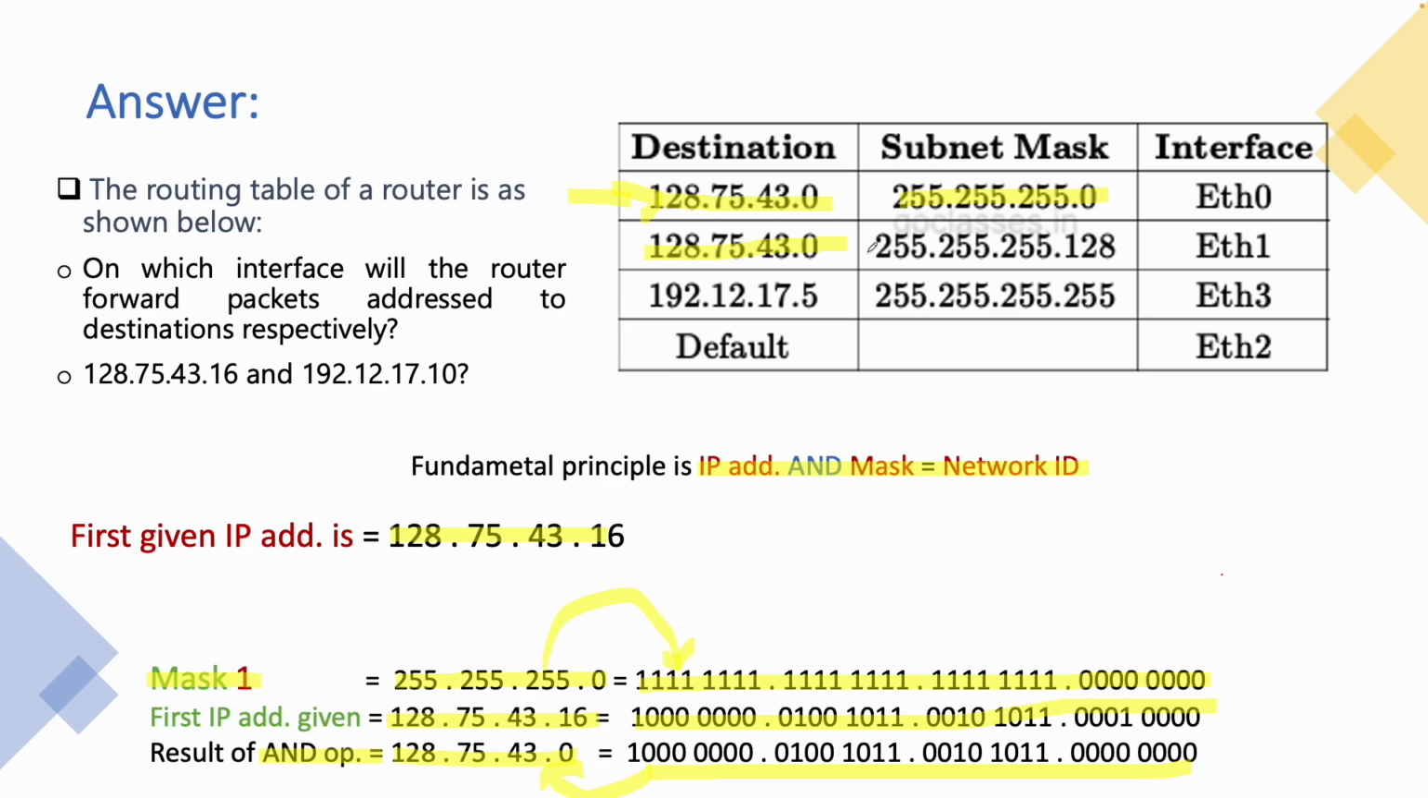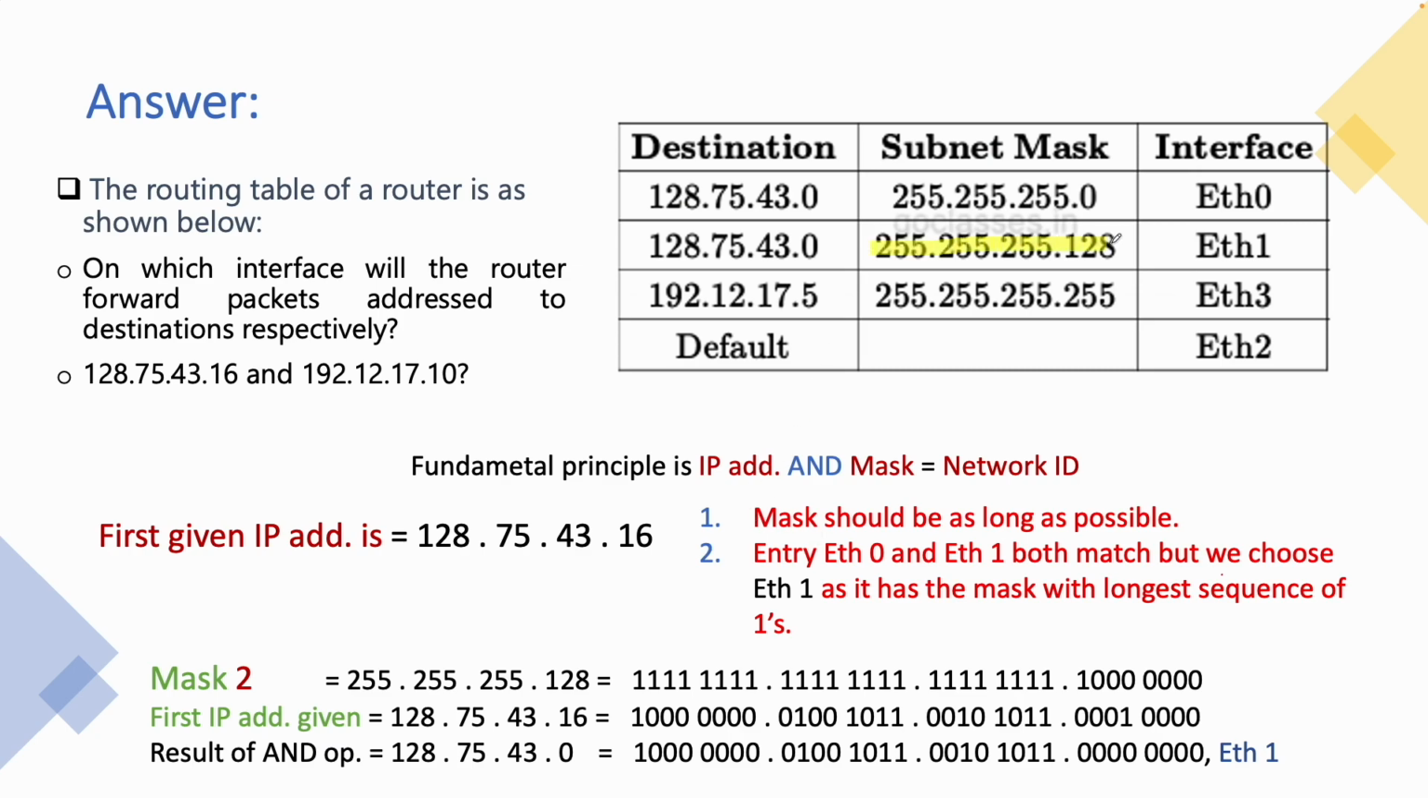You will choose the one with the longest subnet mask. When you perform the AND operation with this second mask, that is 255.255.255.128, you will get the same answer, 128.75.43.0, which matches this. Both entries are the same, but we will choose the one in which the subnet mask has the longest sequence of ones. I have written this point here: the mask should be as long as possible. Ethernet 0 and Ethernet 1 both match, but we choose Ethernet 1 as it has the longest sequence of ones. So for the first IP address, the answer is Ethernet 1.